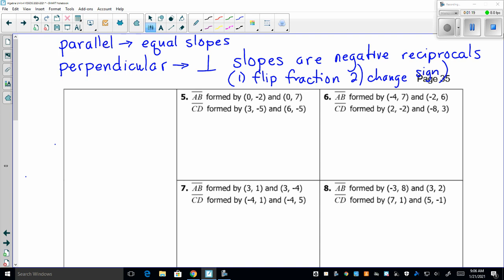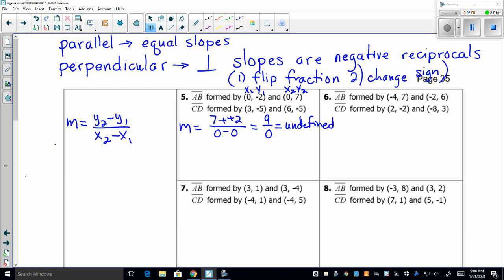So let's remember the slope formula. M equals y2 minus y1 over x2 minus x1. I'm going to call the first points x1, y1, and the second points x2, y2. So the slope of the top line would be 7 minus negative 2 over 0 minus 0. So minus a negative turns into plus a positive, and I have 9 over 0, and I know 0 on the bottom of a fraction means undefined. So that would be a vertical line. And it's a vertical line through x equals 0, just as an aside.